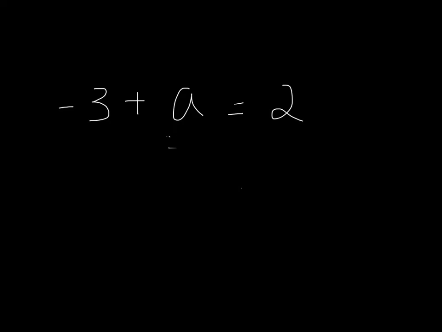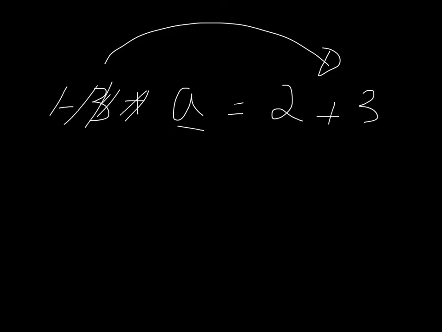I wanted a to be all alone, so I did an inverse operation where I left the a over here all alone. I took the 3, I brought it over. Because I brought the 3 over the equal sign, it changes its value to the opposite. What's the opposite of subtraction? Addition. What's the opposite of division? Multiplication. And so on. So this would change to addition. And then we could say a equals 5.